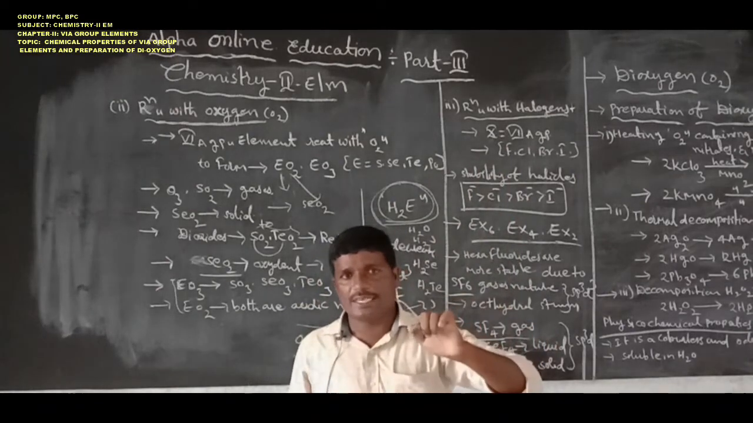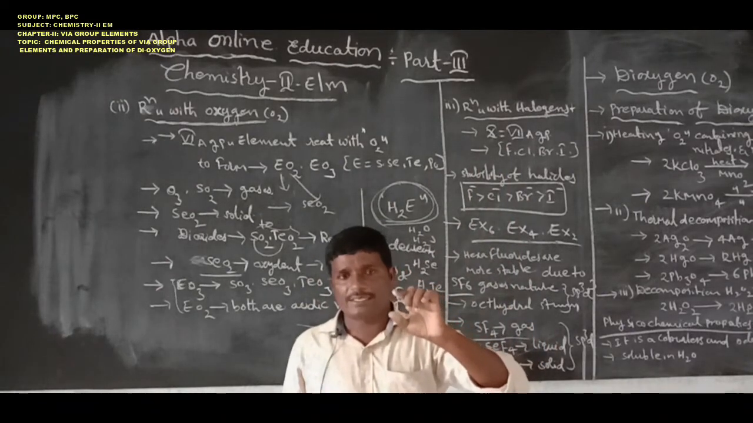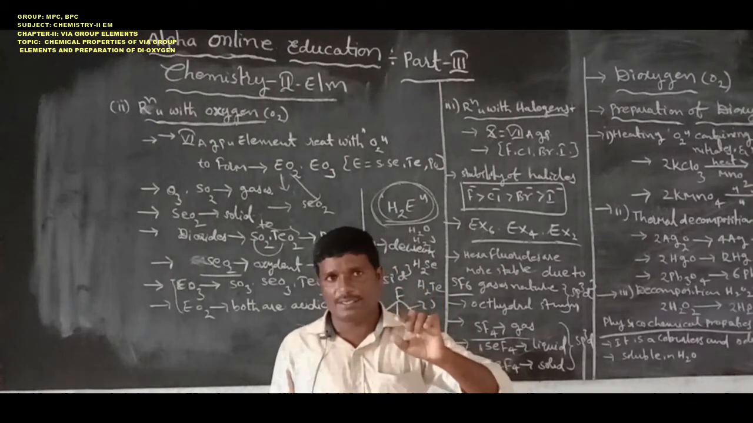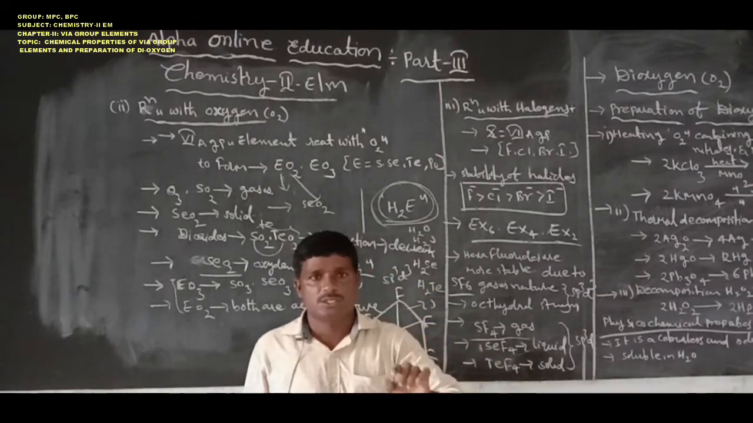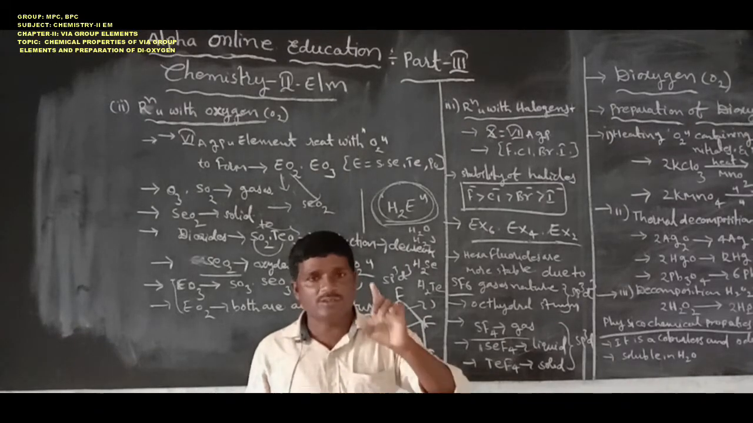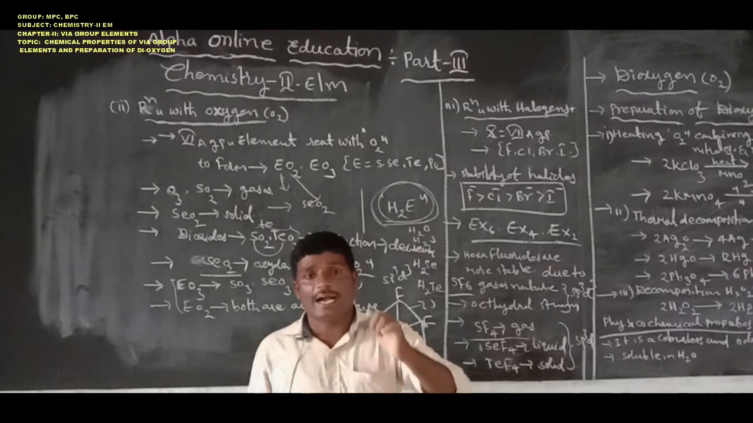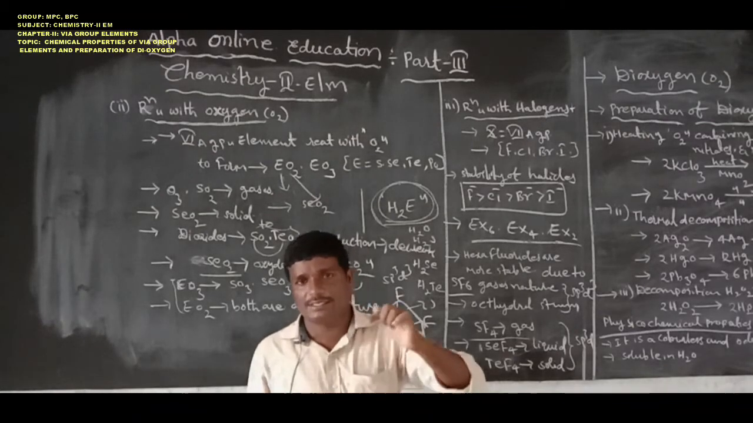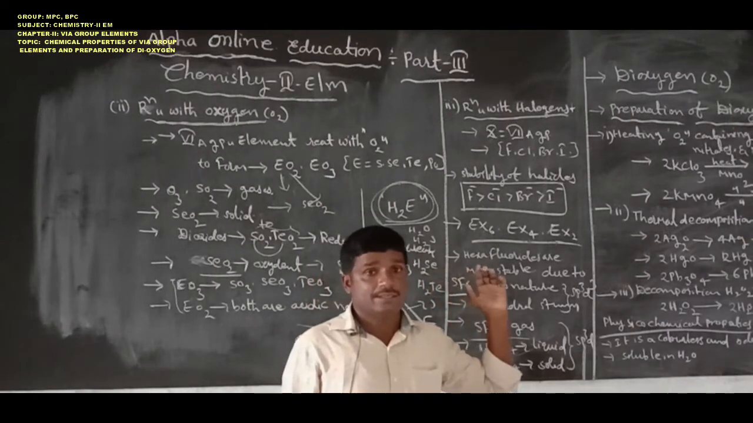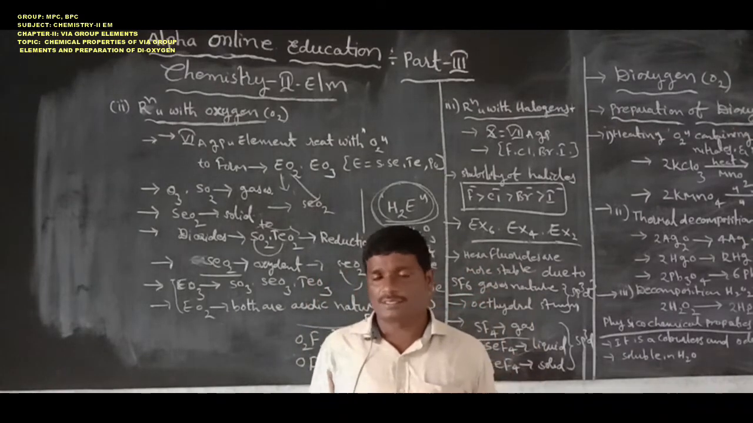In the 6A group, the first element shows different physical and physicochemical properties, that is anomalous properties, due to the absence of the d orbital, low atomic size, high nuclear charge and highly electronegative atom. That is the anomalous properties of oxygen.